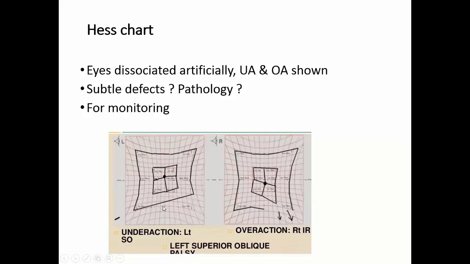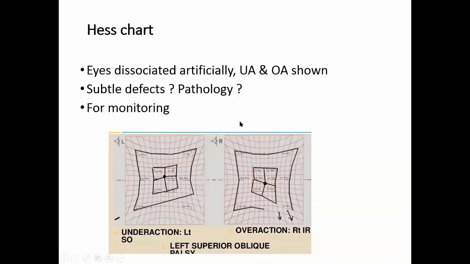You can see that the normal line is this dotted line, the normal line is this, and there is deviation. This is an underaction. If it is moving inwards towards the center, it is an underaction. Whereas on this side, you have overaction of its yoke muscle. The other muscle that is acting with it is overacting to compensate for this muscle. There is something to do with the innervation of the extraocular muscles. So you can see underactions and overactions.